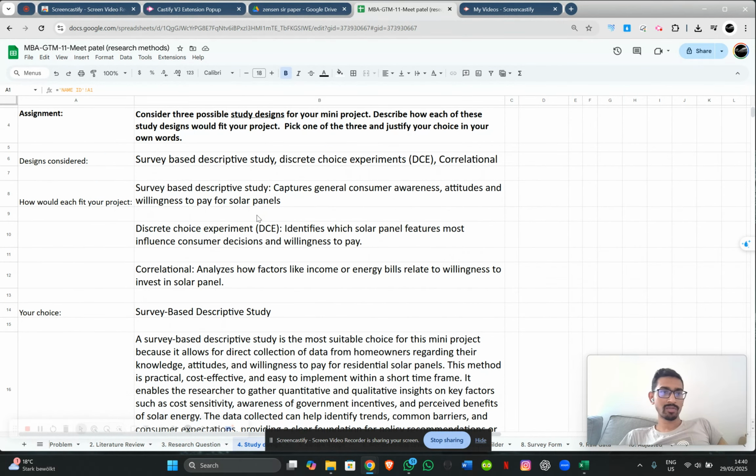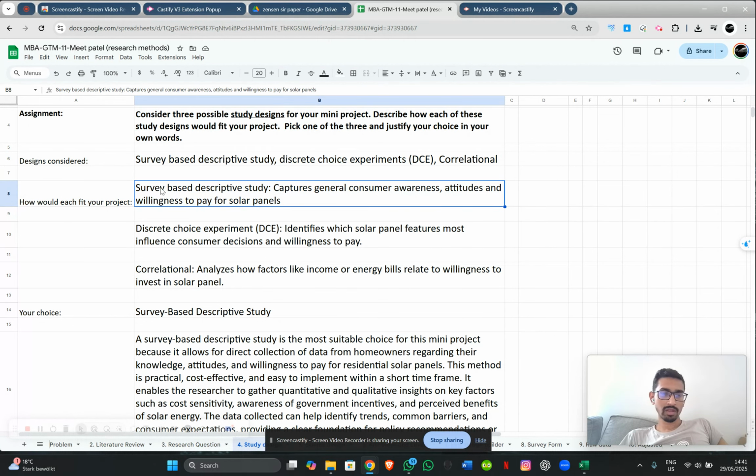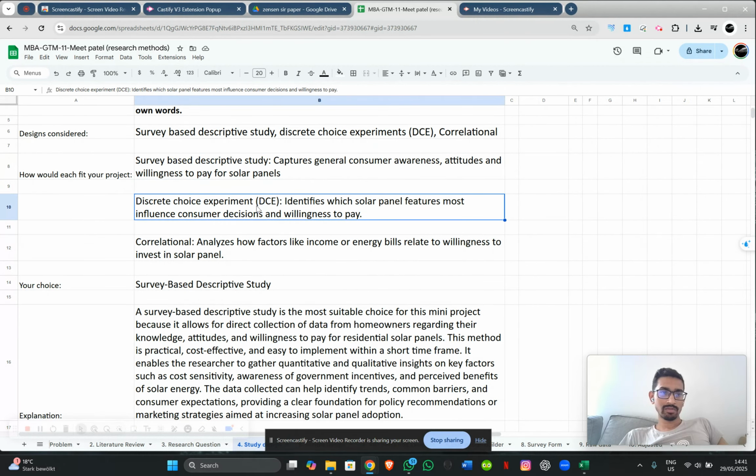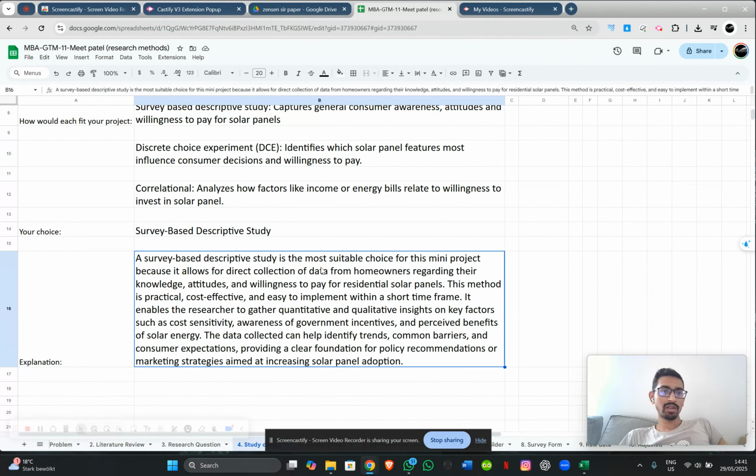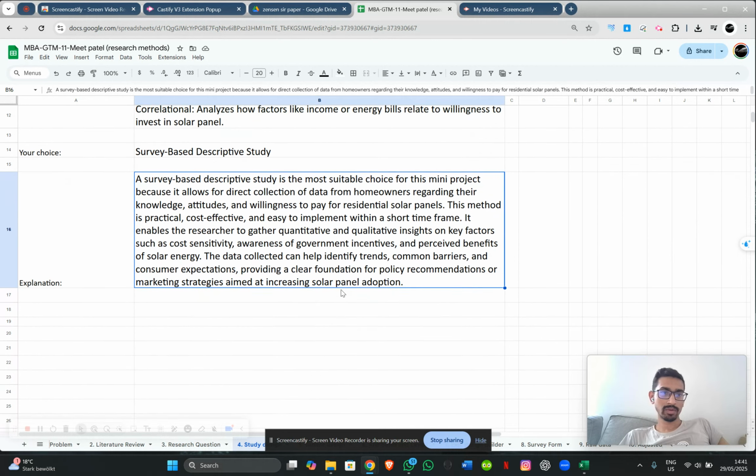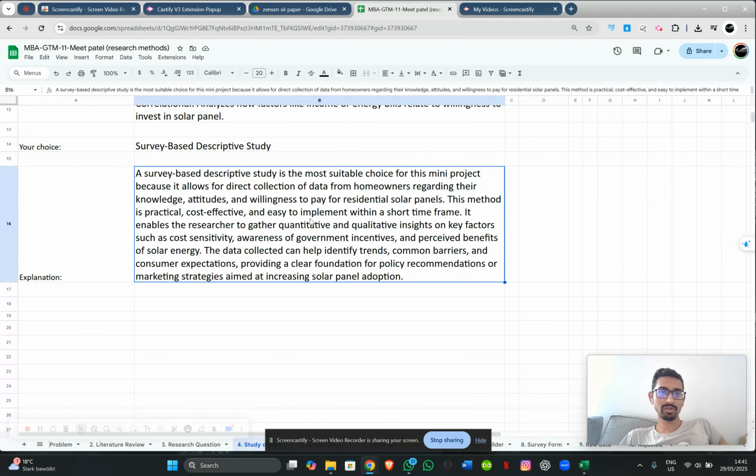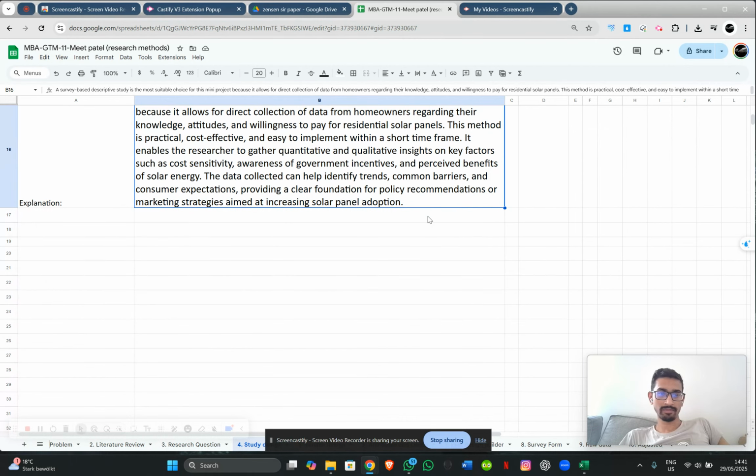The study design is about survey-based, discrete choice experimental, and conjoint approaches. I would choose a survey-based descriptive study because of consumer awareness, attitudes, and willingness to pay. It allows data from homeowners regarding their knowledge, attitudes, and willingness to pay. This method is cost-effective and easy to implement within a short time frame.